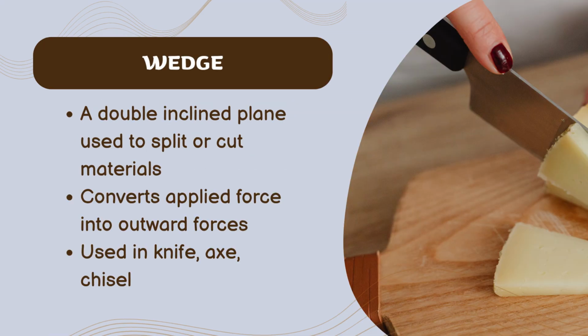And lastly, we have the wedge. A wedge is a double inclined plane that is used to split, cut, or separate materials. When you apply force to the wide end of a wedge, it converts that force into outward forces at its sharp edges. This makes cutting or splitting much easier. Common examples of a wedge include a knife, an axe, and a chisel. So remember, a wedge uses its sharp edge to concentrate force, making it easier to cut or split materials.